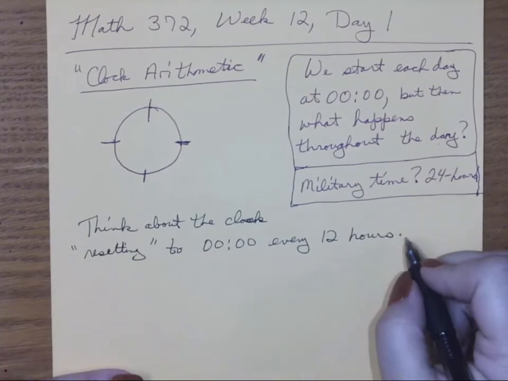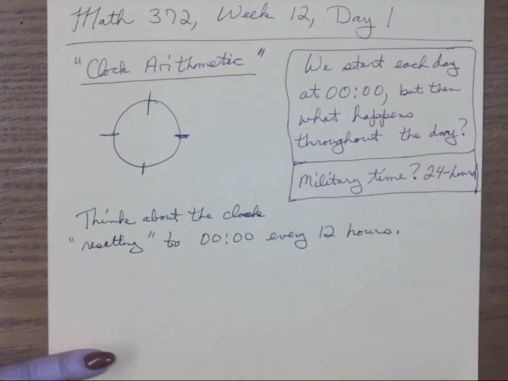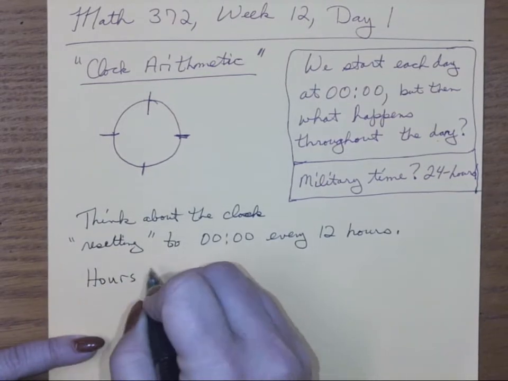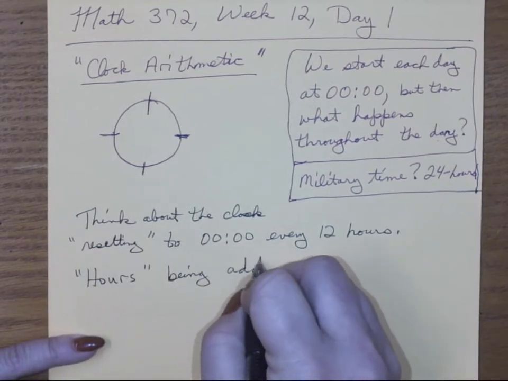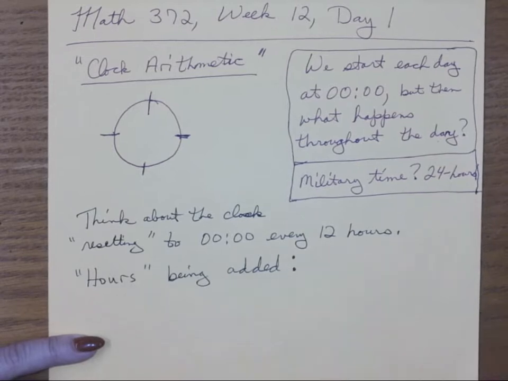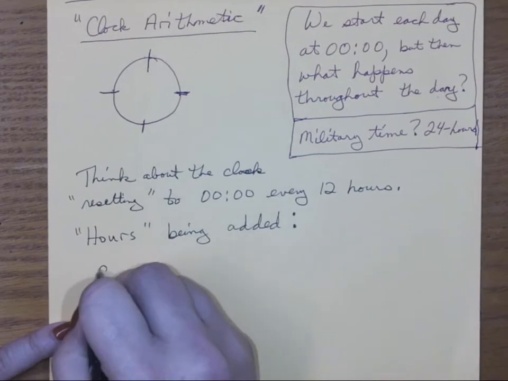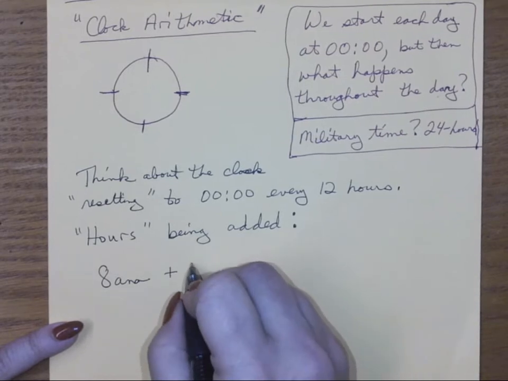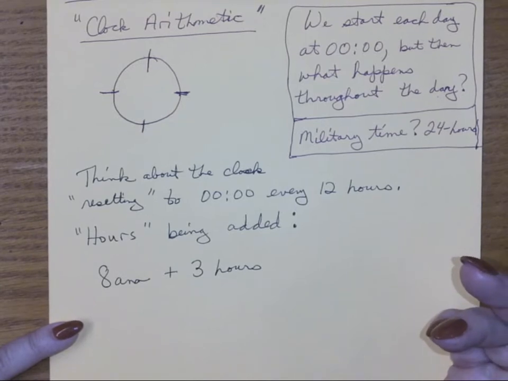Okay, so if I wanted to talk about a particular time, then even adding hours, we'll think about it as hour arithmetic. Hours being added, multiplied, whatever. We're normally going to do added, so that's the operation I'm going to start us with. But say that it's like 8 a.m. and I say, okay, well, let's add 3 hours. Well, what happens there? 8 a.m. plus 3 hours.